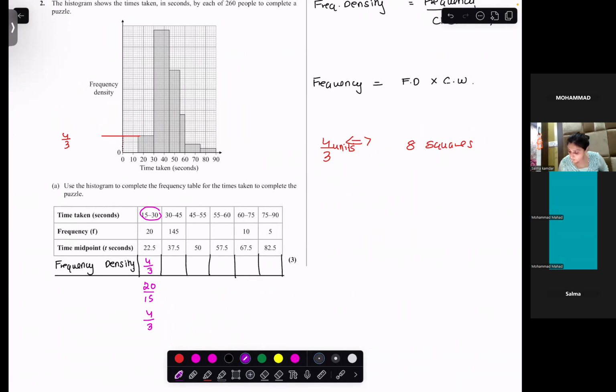So 1 square would be how many units? I can cross multiply it. So it would be 4 by 3 divided by 8, which is 1 by 6. So 1 square is 1 by 6 units. Look properly, I'll just pause the video and explain.